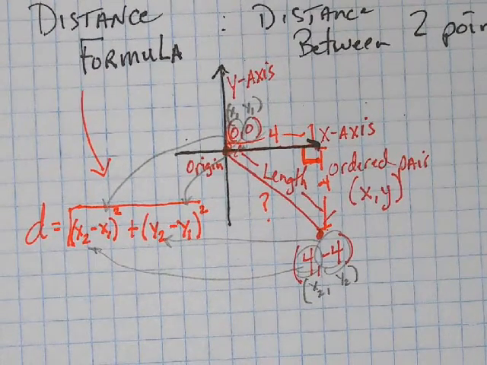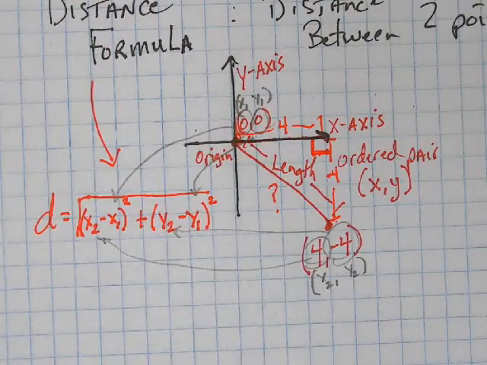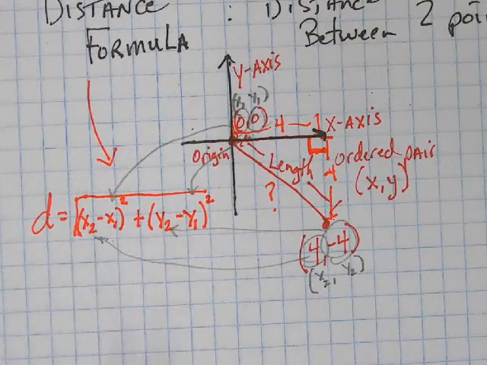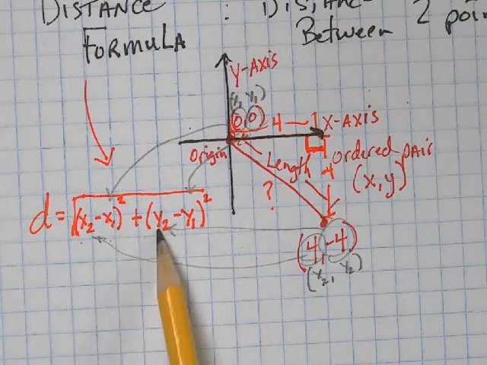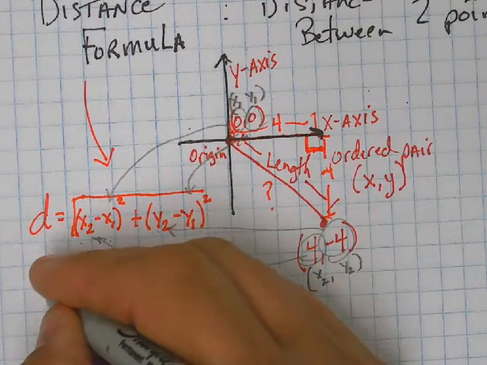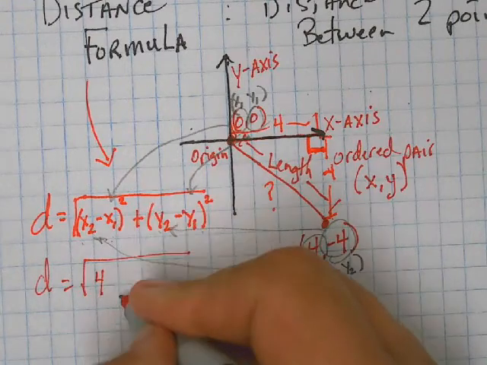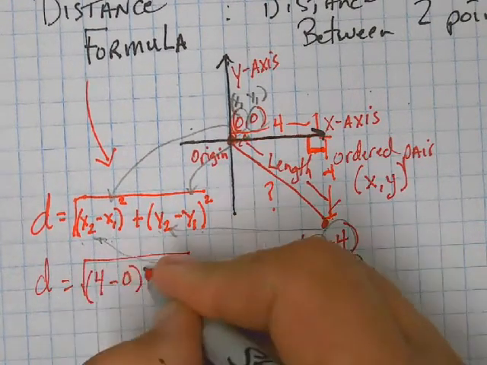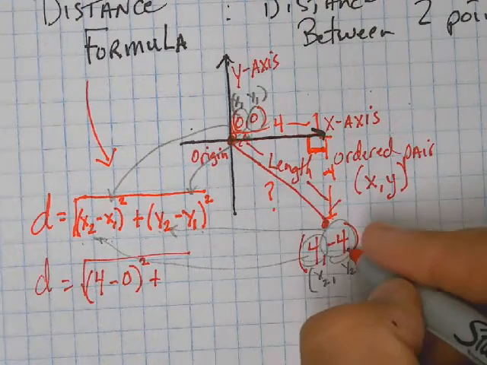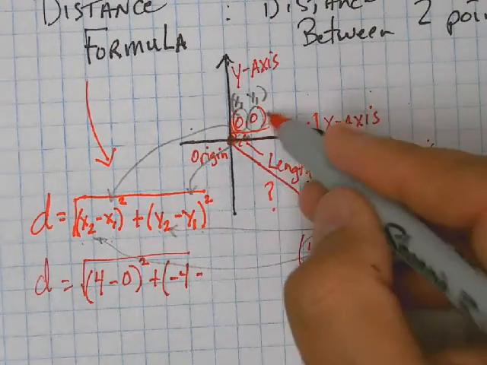Okay, now I'm actually going to do the substitution. I'm actually going to move the numbers. So I'm going to replace these variables. That's a good word for substitution, by the way. Replace. I'm going to replace these variables with the numbers. Ready? All right, let's go. D is equal to, what was x sub 2 again? 4. What was x sub 1? 0, squared. What was y sub 2? Negative 4. What was y sub 1? 0.